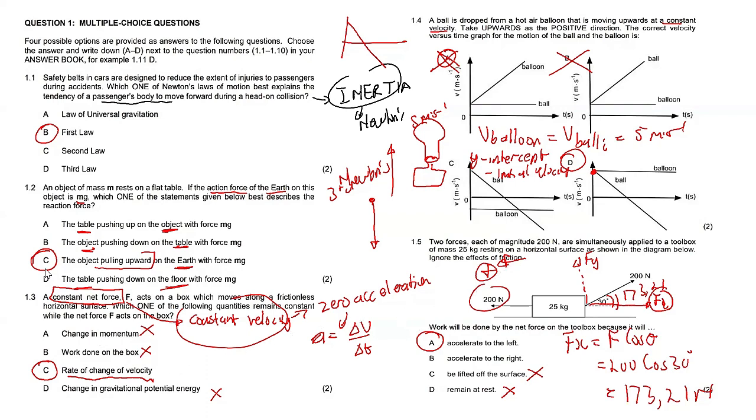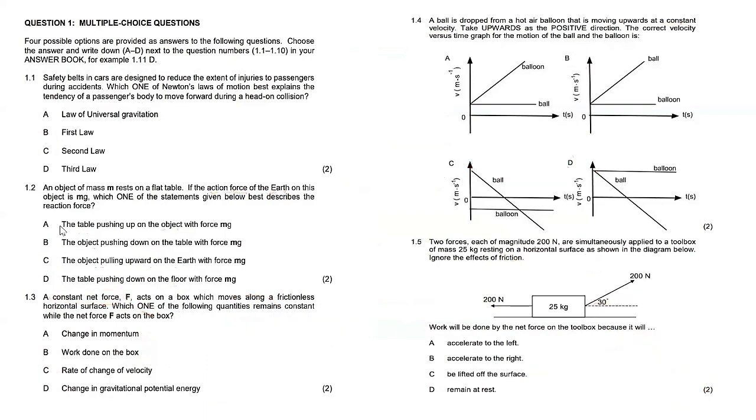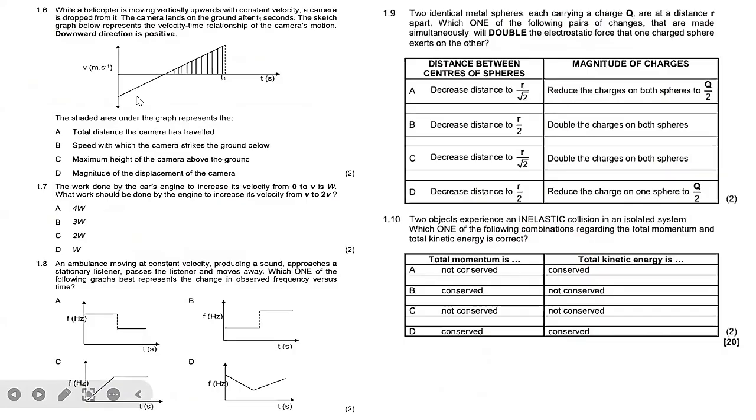Okay, so now let's move to 1.6. It says, while a helicopter is moving vertically upwards with a constant velocity, a camera is dropped from it. The camera lands on the ground after t1 seconds. The sketch graph below represents the velocity-time relationship of the camera's motion. Then they took downward as positive.